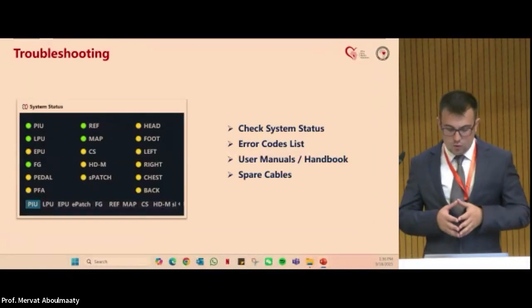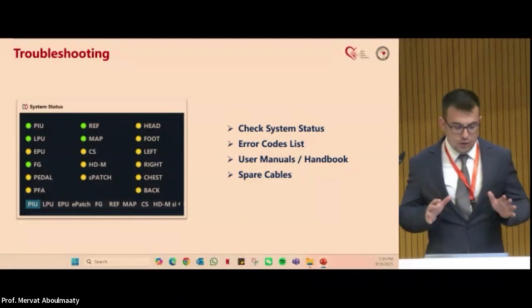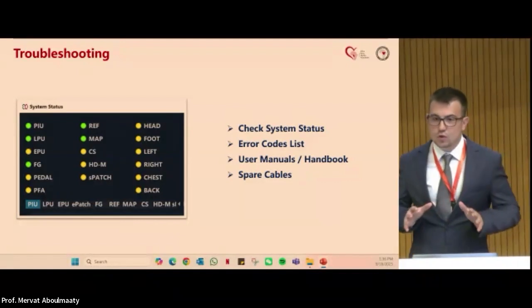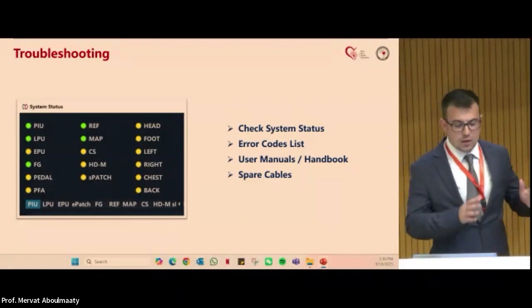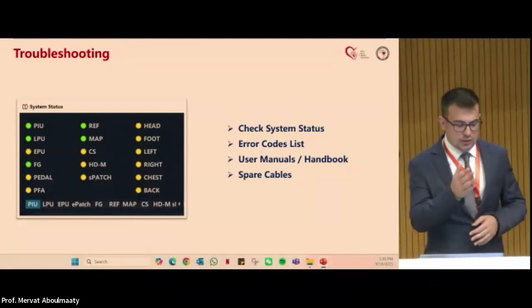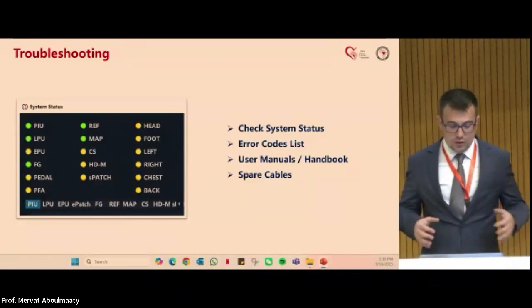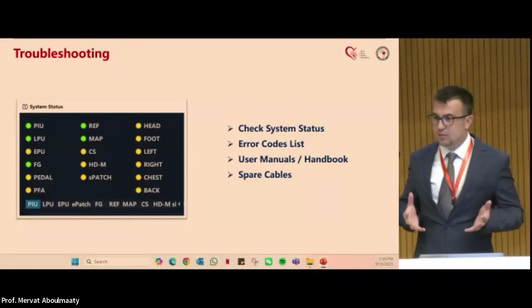Troubleshooting. Troubleshooting is the most important part, because before the case we need to check the system status. We need to make sure that all the parts are working properly. For example, in this picture we can see the patient interface unit, location processor unit, and field generator. All of them are green, meaning working.